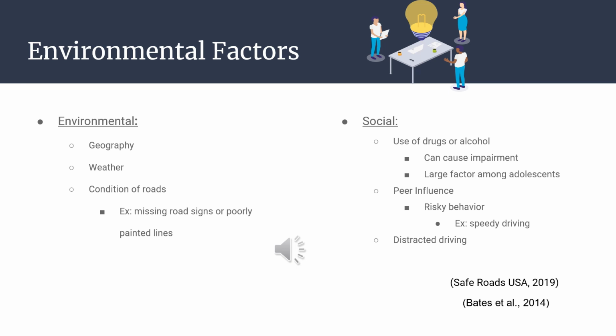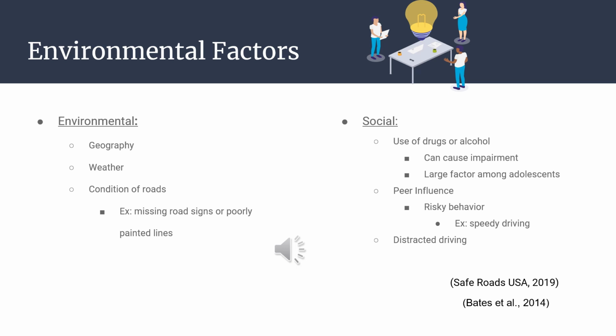Now, for social factors, this plays a large role with the population of adolescents and young adults that we're focusing on, especially things such as the use of drugs and alcohol, which is very big among this population. We know that this can cause impairment. A lot of times during this age, adolescents and young adults start experimenting with alcohol and drugs, and they don't measure the consequences that they can face when they decide to get behind the wheel after having a couple drinks.